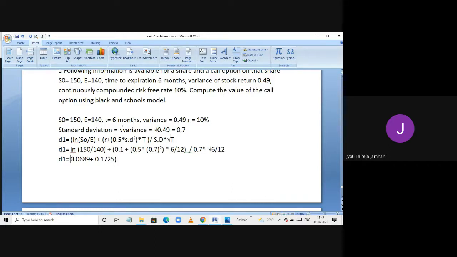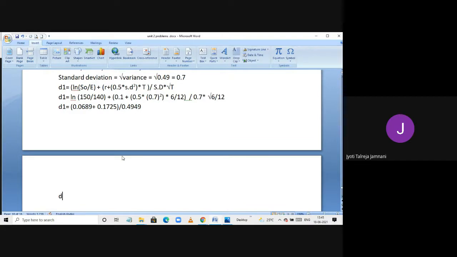Now we'll also solve for the denominator. So this has to be divided by, first we'll find the square root of 6 by 12. 6 by 12 is nothing but 0.5. So we have to find the square root of 0.5, and whatever answer you get, you can take all the digits if you want and multiply it with 0.7, which is your standard deviation. You get 0.4949. Anyone getting any other answer, please let me know so that I'll see if I am going wrong somewhere or if any step you have missed.